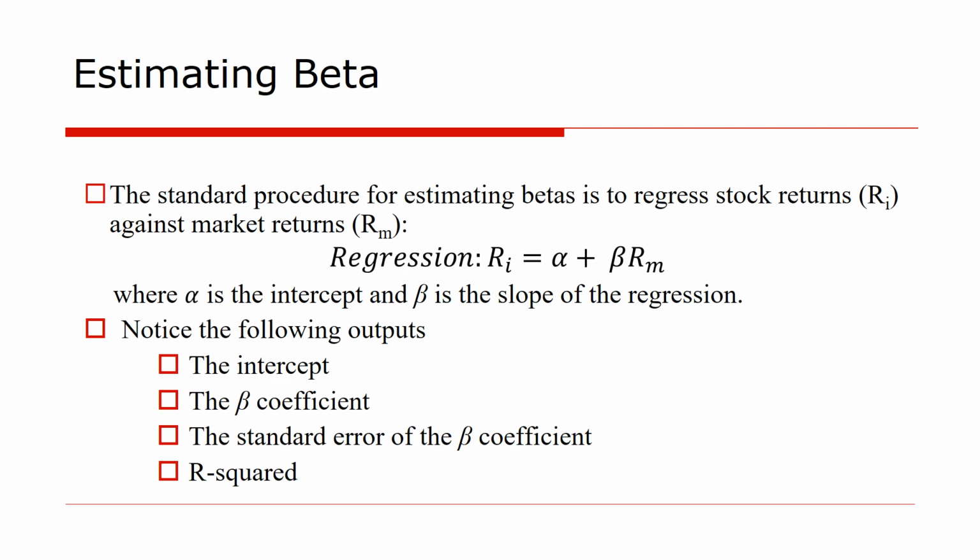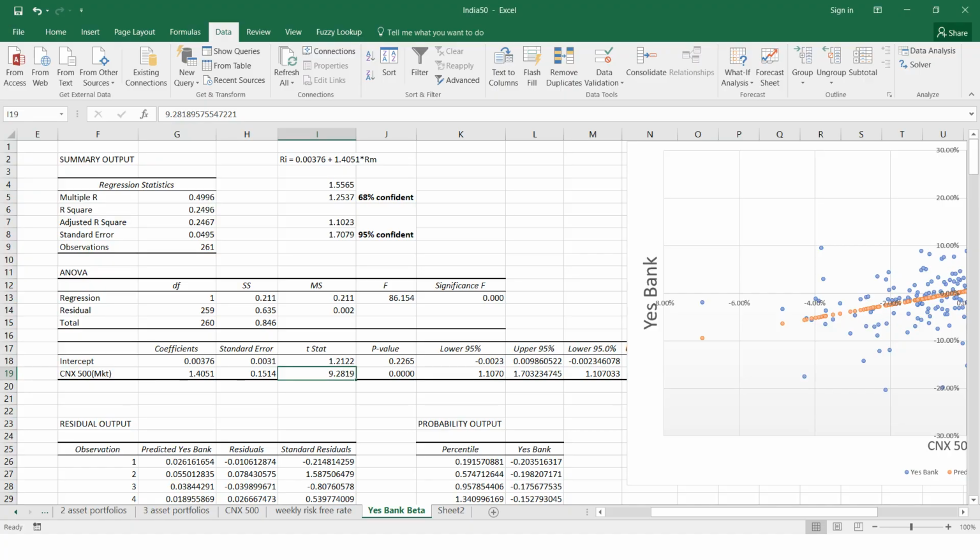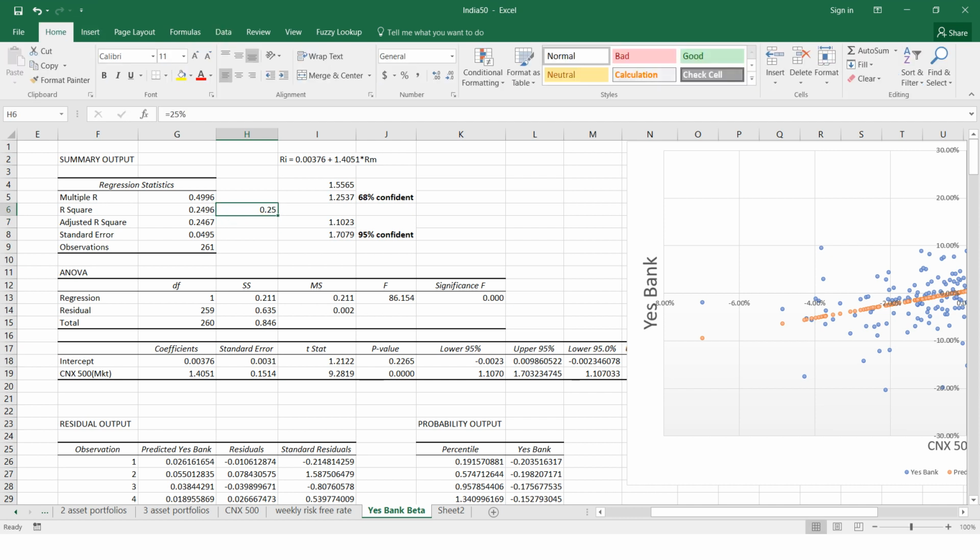Now let's discuss R squared. So there is your R squared here. Yeah, this is your R squared. It's 0.024, which basically means it's roughly 25%. What does this mean? R square of 25% means that 25% of the variation in Yes Bank returns can be explained by the market index.